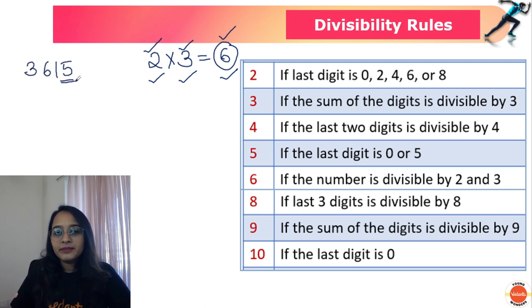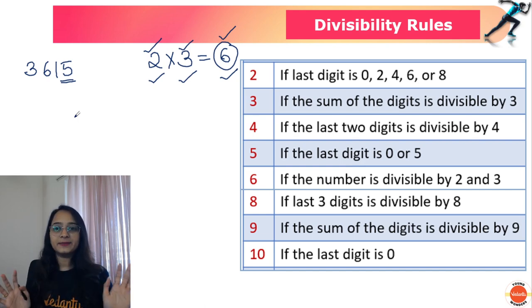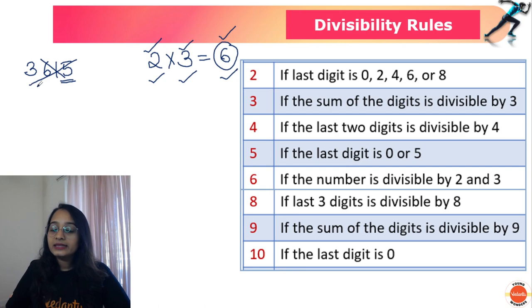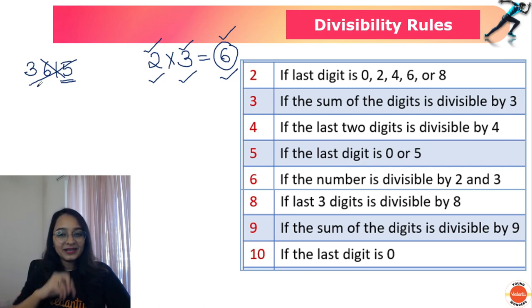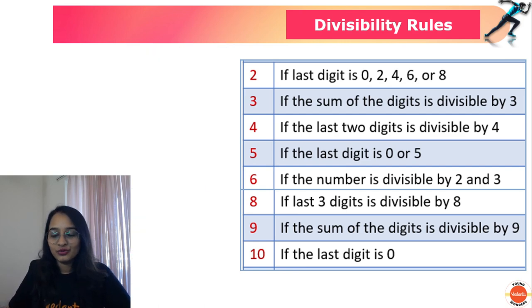For example, if I take 3615. Now, ye jo number hai, ye 3 ke saath pata nahi, par 2 ke saath bilkul divisible nahi hai, kyunki ye odd number hai. To 2 ke saath divisible kaise ho sakta hai, right? So, it is not divisible by 2. That means it is not divisible by 6 also.